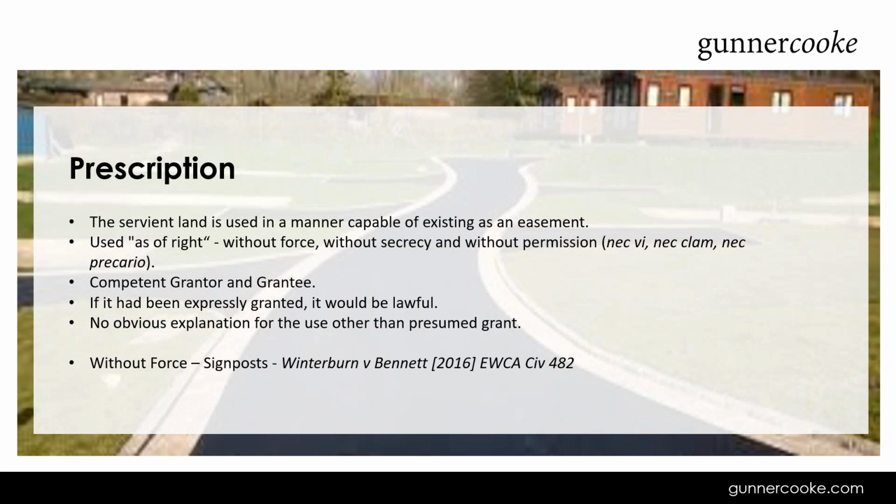The next thing is it has to be done as of right, and there's a nice bit of Latin there that gets quoted, which is nec vi, nec clam, nec precario, which means without force, without secrecy, and without permission. Now, without secrecy and permission is fairly easy to prove. Without secrecy, you've just treated it as if you've got that right. You've walked across the land. You've done what you need to do. Without permission, again, is fairly obvious, and that gives you a clue as to how you can stop prescription, which is if you put a license in place, then obviously prescription is not going to arise.